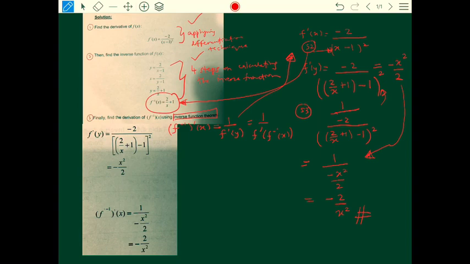So try to do this again. This one you need to do at home. Do it again by yourself. Try to get the final answer like this, okay? And once you get this simplification, only then can you plug it into f inverse.